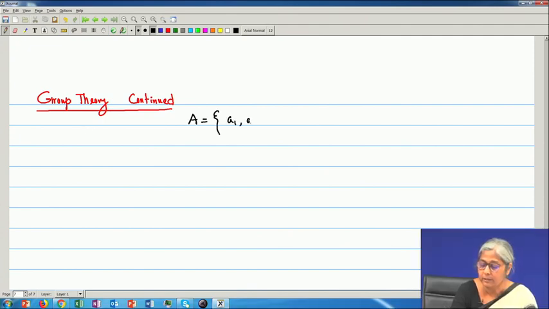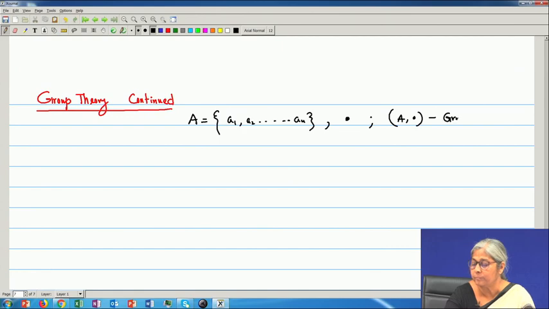with n numbers of elements and one operation dot, so that my A dot forms a group, then these elements with the operation can be represented by an n by n matrix. Now, and also we have seen that no two rows or no two columns are identical, no two elements in a row or no two elements in a column are identical. We have proved that thing.